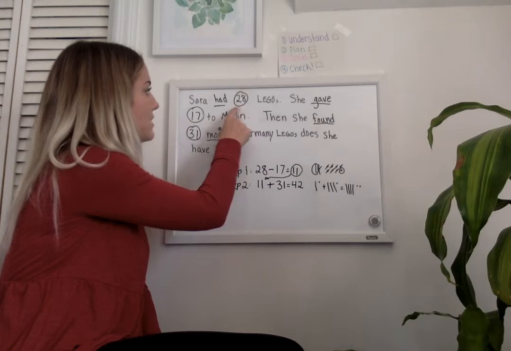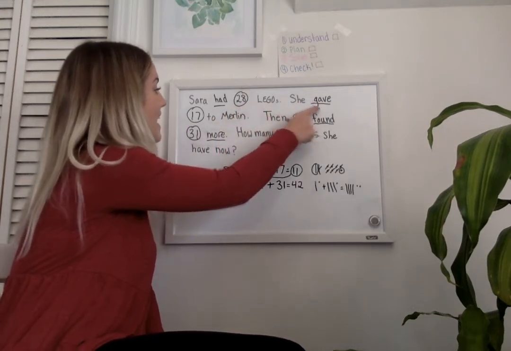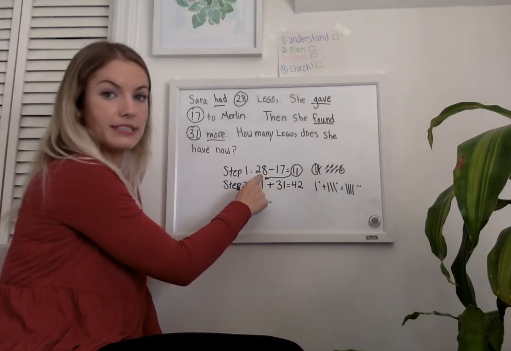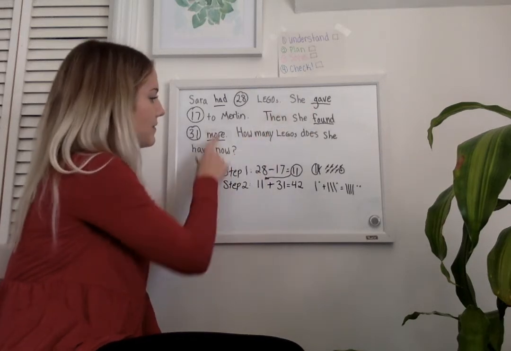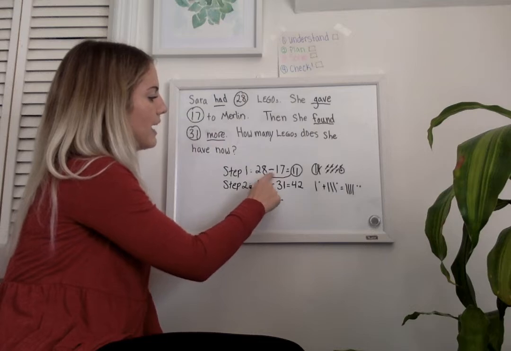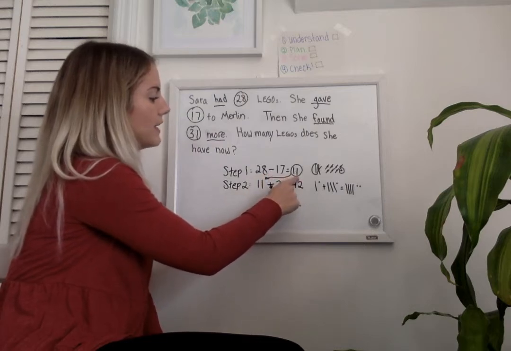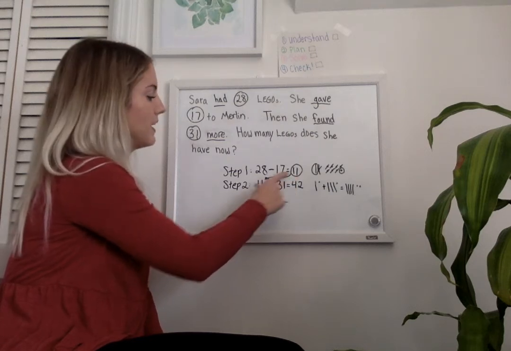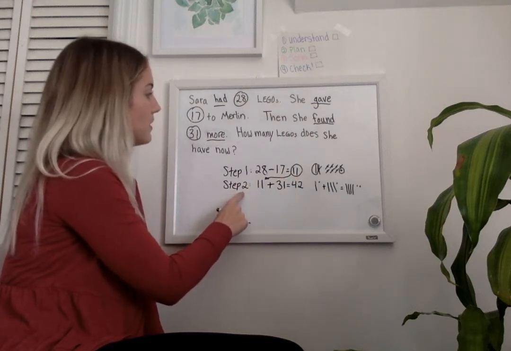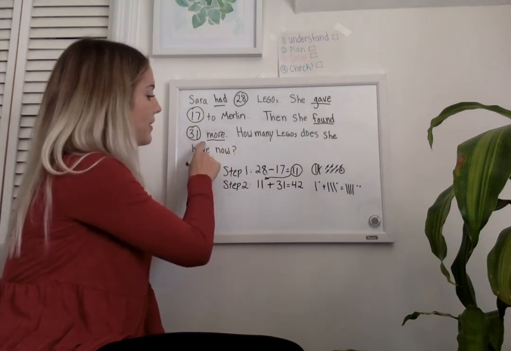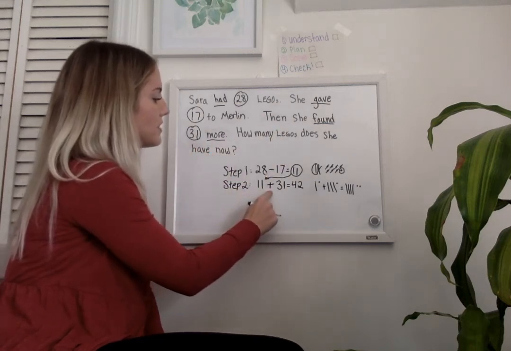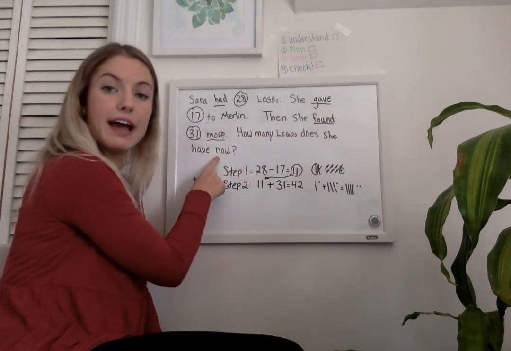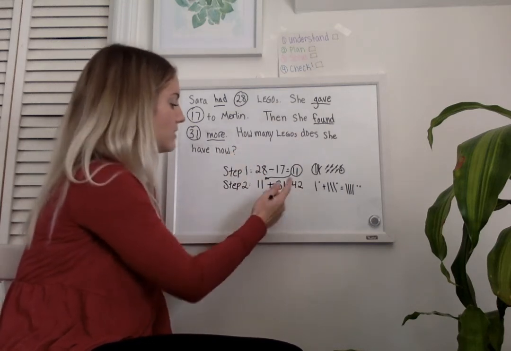So Sarah had 28 Legos. She gave 17 to Merlin. So I see 28 she started with in step 1. She gave 17 to Merlin. 28 minus 17 equals 11. So that's what she had then, after she gave away 17. Then for step 2, she found 31 more. So we have 11 plus 31 equals 42. How many Legos does Sarah have now? She now has 42 Legos.